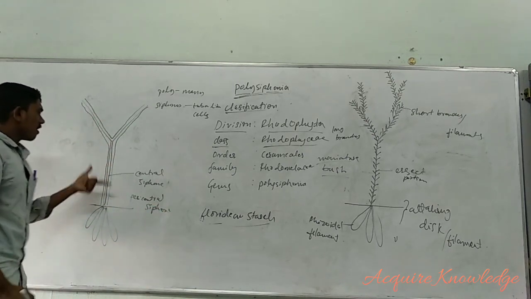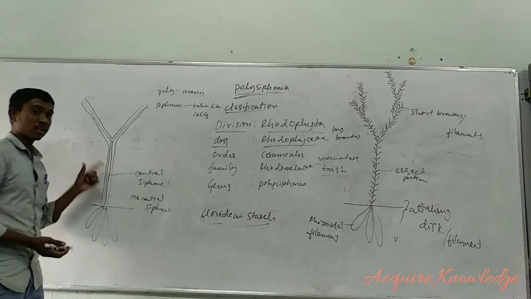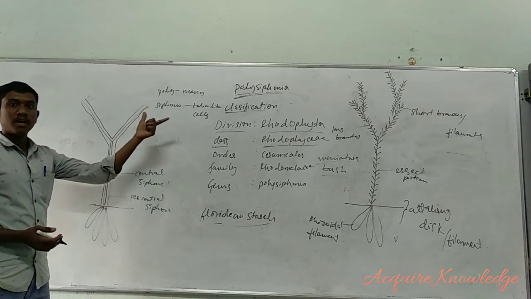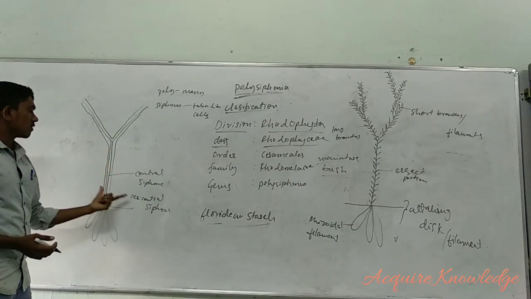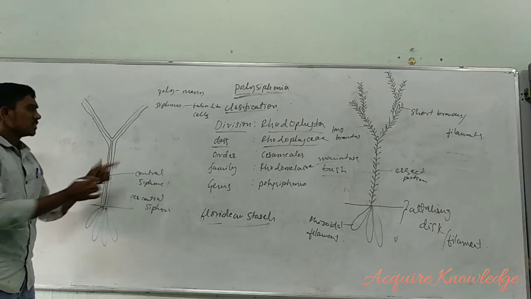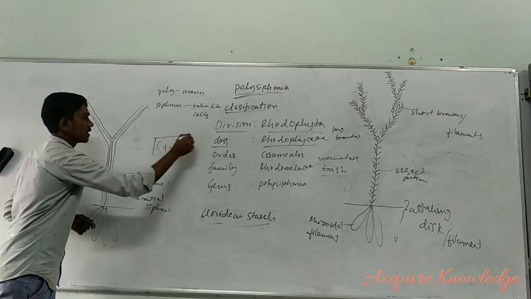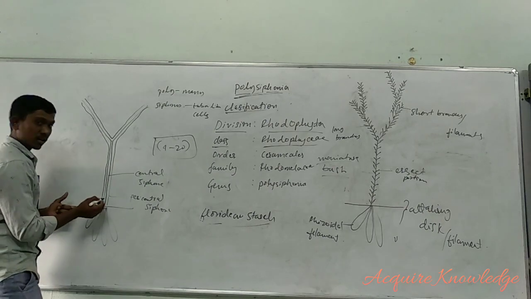On the basis of the arrangement and the number of pericentral siphons on this plant body, there is again a classification we can see. Generally, there are 4 to 20 pericentral siphons, or siphon cells, in this plant body.